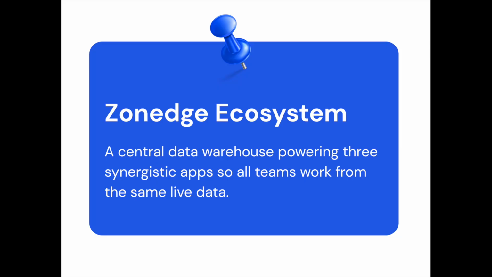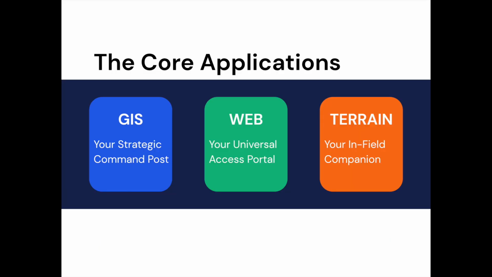This is what powers 3 perfectly integrated applications, making sure that absolutely everyone, from the planners in the office to the technicians in the field, is working from the exact same live information. And these are the 3 core instruments in our orchestra. First up, you have Zonedge GIS. This is your strategic command post, where you design and plan out your entire network.